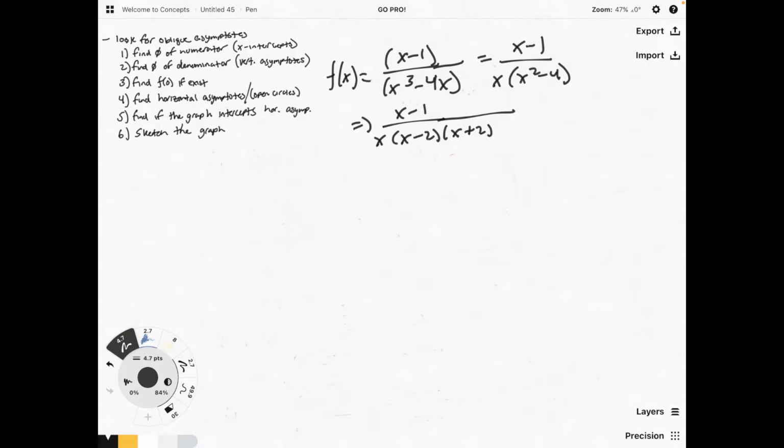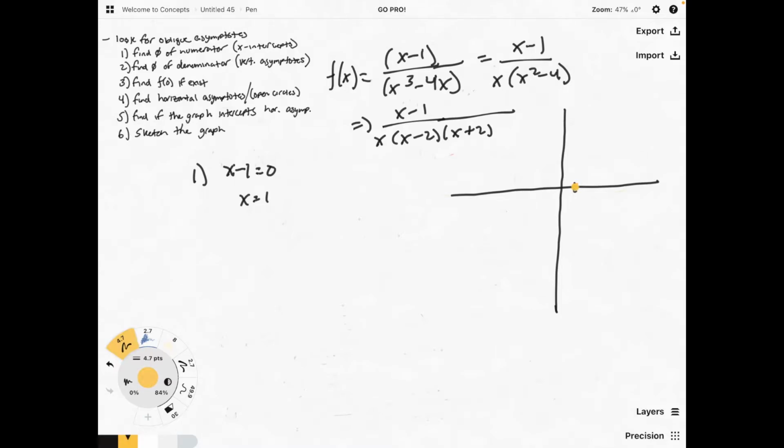Looking at our steps, it says for our note, look for any oblique asymptotes. Again, the numerator is not 1 degree higher than the denominator, so we don't have any oblique asymptotes. Next, we look at step 1, which is find the zeros of the numerator, or our x-intercept. So we set x minus 1 equal to 0, and x is equal to 1, and that is going to be the first point on our graph. And x equals 1, and we will put a point there to show our x-intercepts.